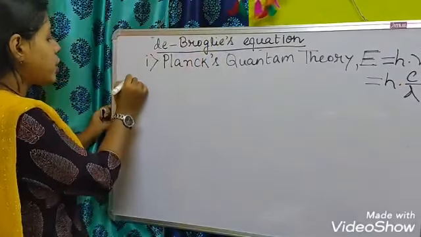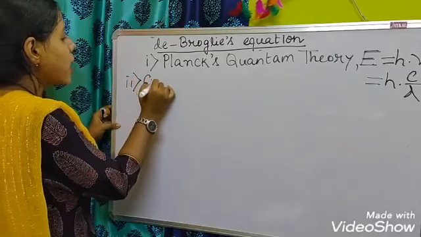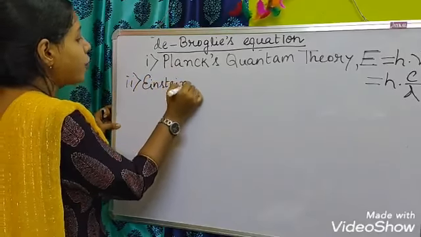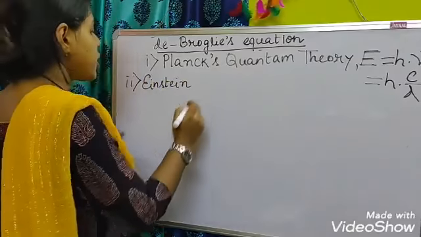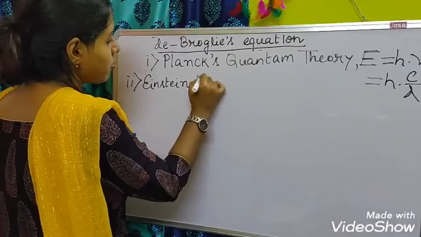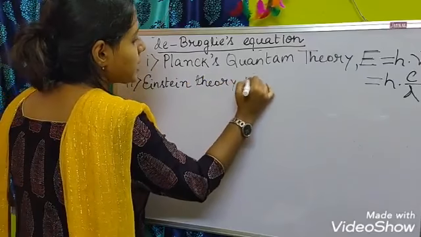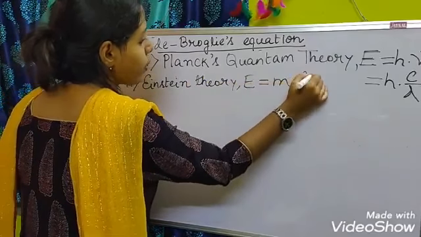Now number 2, according to Einstein's theory of mass and energy conservation, E is equal to m into c square.